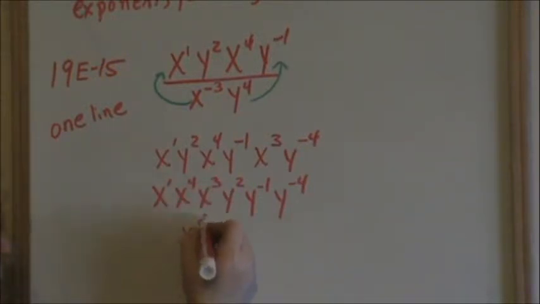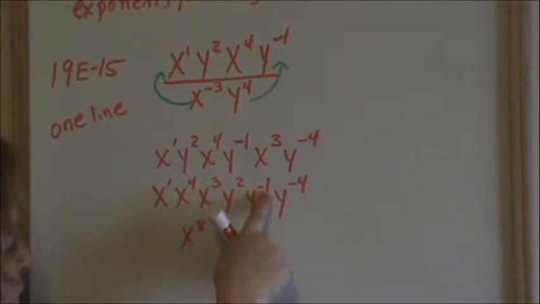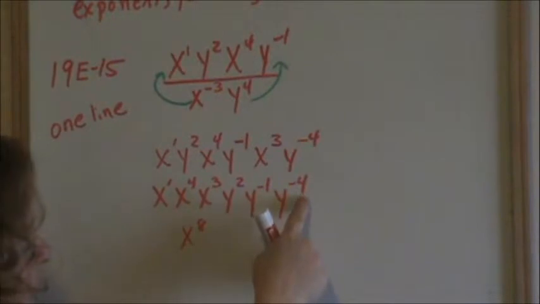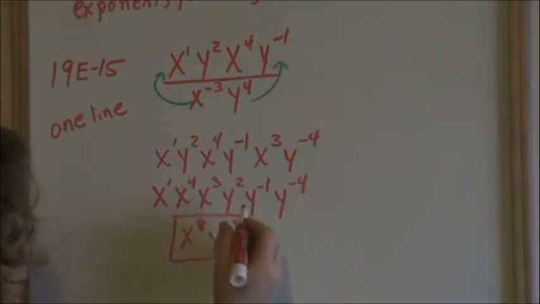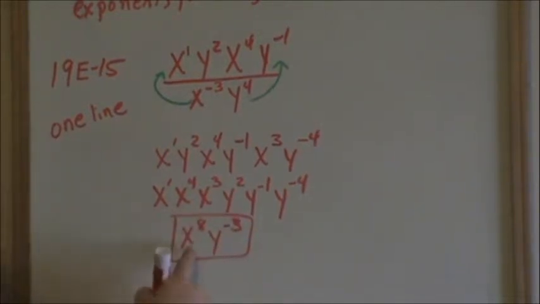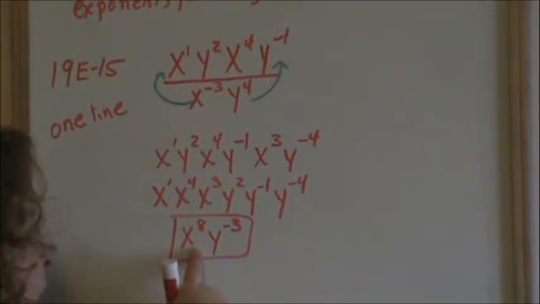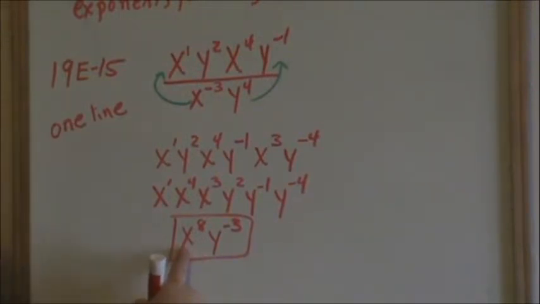Okay? Now combining your exponents with all your x's, 1 plus 4 is 5, 5 plus 3 is 8, so that's x to the 8th. Watch your signs. 2 plus a negative 1, or 2 minus 1, is a positive 1. A positive 1 and a negative 4 is a negative 3. Y to the negative 3. And that will be your final answer for that. Again, as a reminder, in algebra, things are put in alphabetical order, so you put your x first.